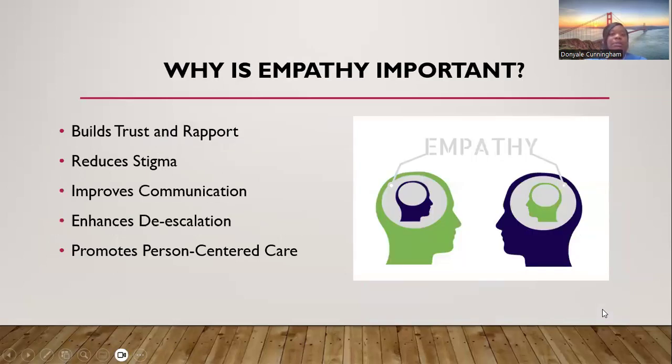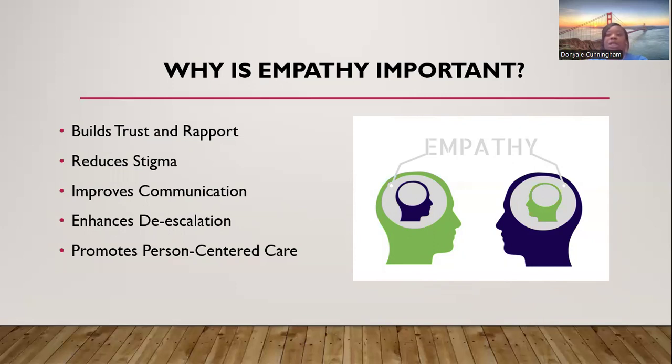So let's talk about empathy and why empathy is important. Empathy is critically important when working with residents who have mental health disorders. Empathy builds trust and rapport, which in turn helps create a safe and non-judgmental space where residents feel heard, understood, and respected. This foundation of trust encourages open communication and greater cooperation with care plans.